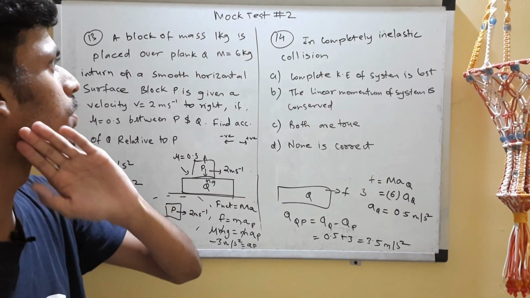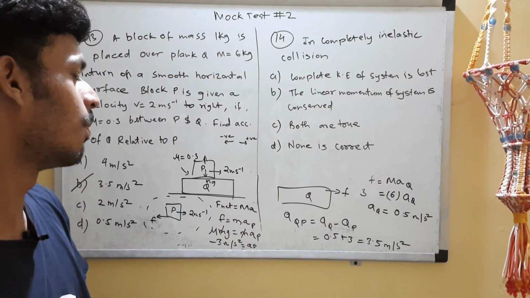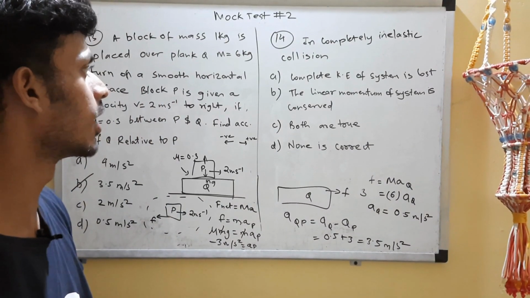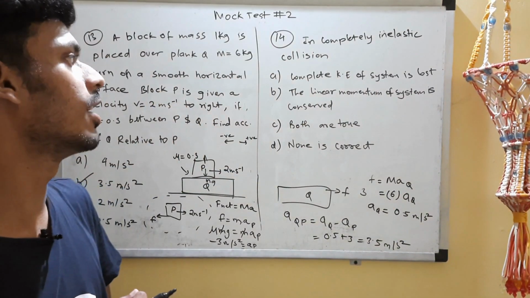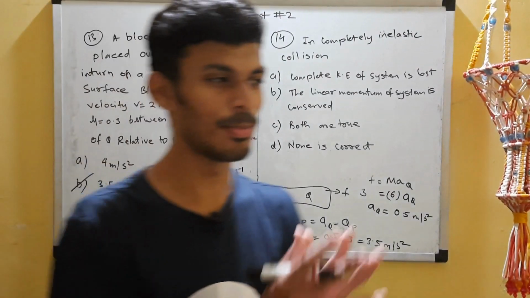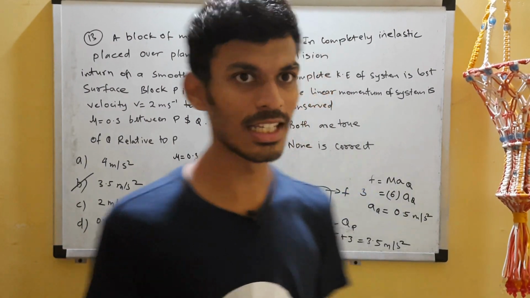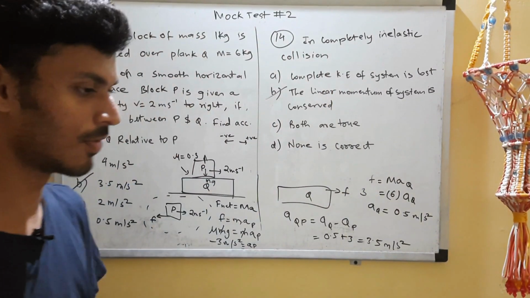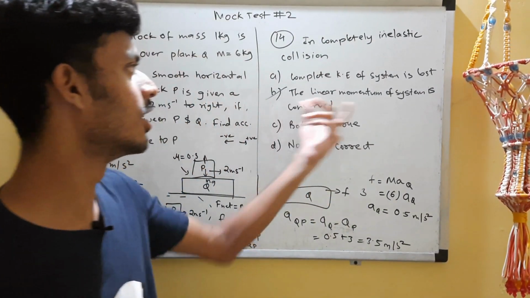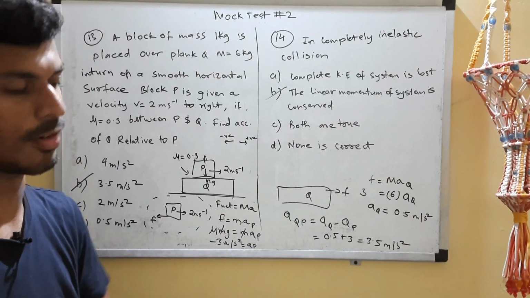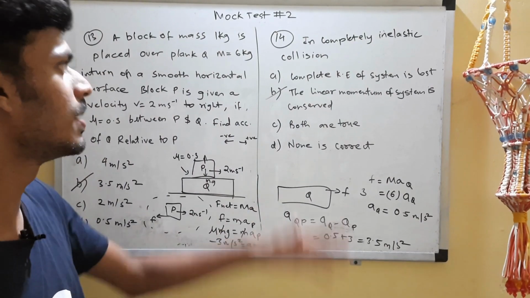Okay, finally let's come to the completely inelastic collision. I think we also did it in the previous mock test. Here, is complete kinetic energy of the system lost? Is it true? No. In this case, please remember that in any type of collision, the linear momentum is always conserved. Any type of collision, inelastic, elastic, oblique, whatever, the linear momentum of the system is always conserved. So option B is the correct choice over here.